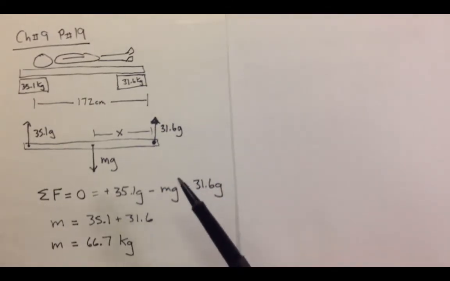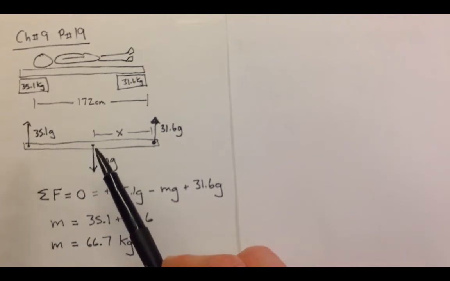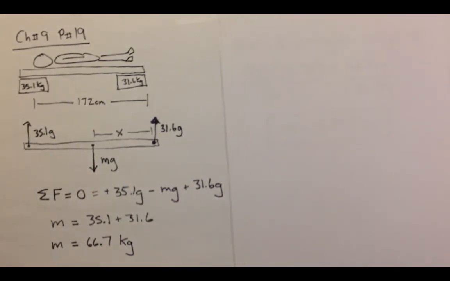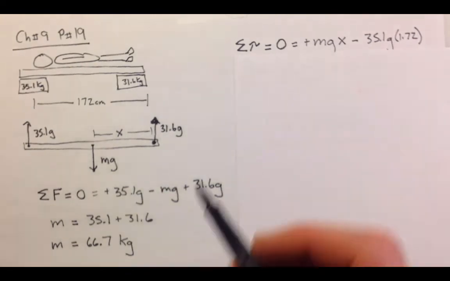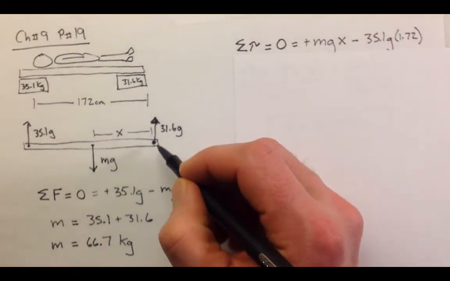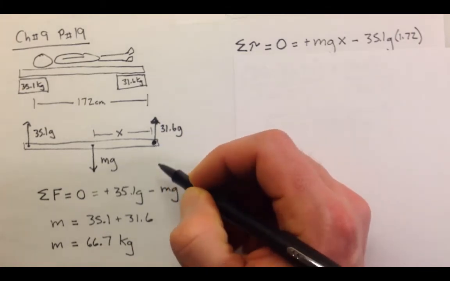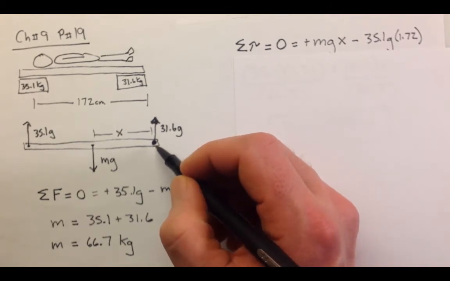But we still don't know where the center of mass of this person is. So for that, we're going to rely on equilibrium condition number 2. The net torque on the system must be zero. I'm going to pick this point right here, the rightmost point, as my lever point.